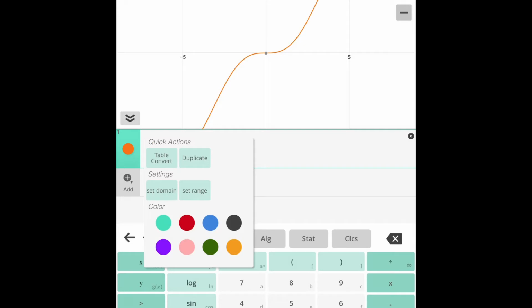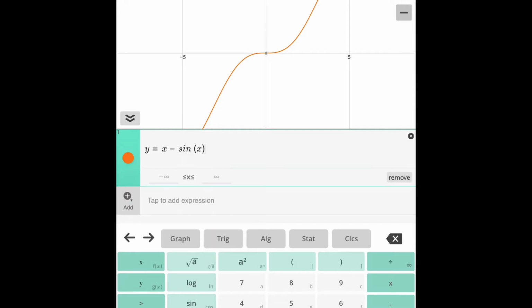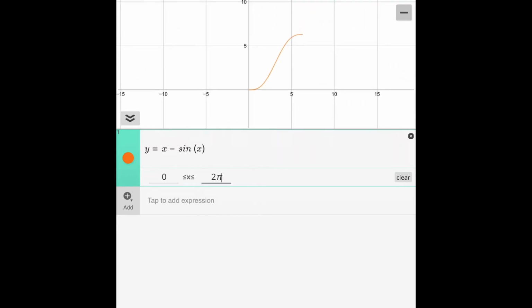Y equals x minus sine of x from, and then I want to add in a domain. So from 0 to 2 pi.